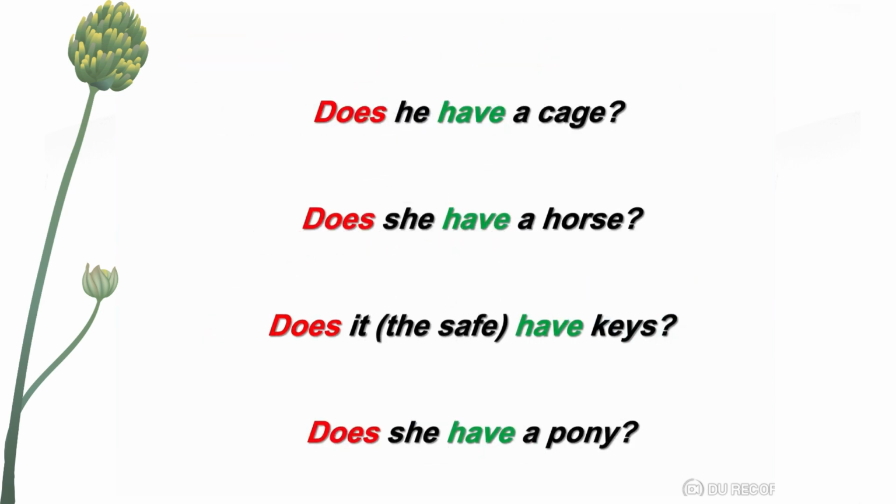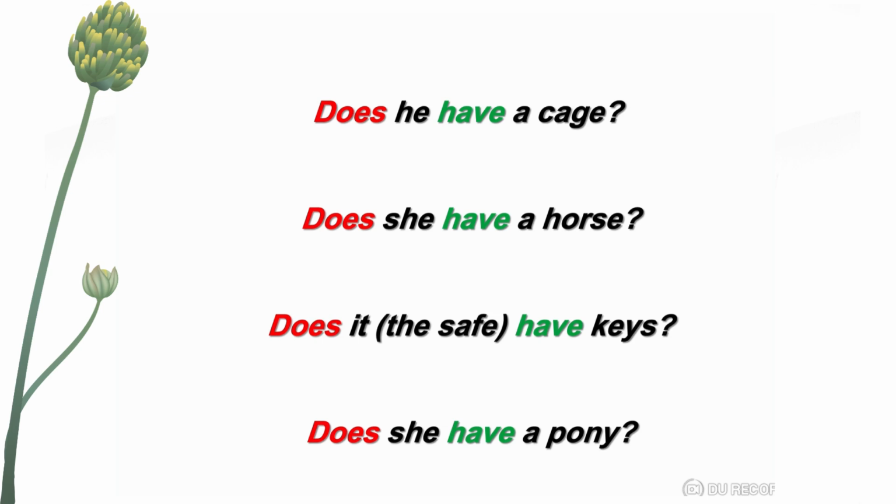More examples. Does he have a cage? Does she have a horse? Does it or the safe have keys? The safe, if you don't put your money in the bank, you put them in the safe at home. So it's a box made of iron, and we use it for keeping money. Does she have a pony? So pony is a small horse.